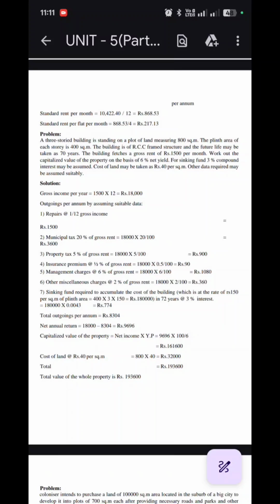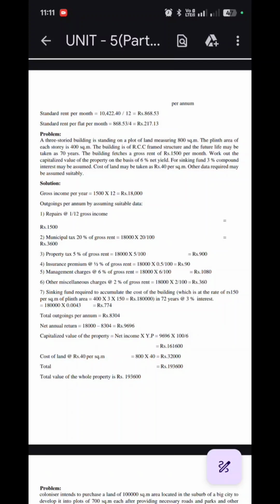The building fetches a gross rent of rupees 1500 per month. Work out the capitalized value of the property on the basis of 6% net yield. For sinking fund, 3%, compound interest may be assumed. Cost of the land may be taken as 40 rupees per square meter. Other data required may be assumed suitably.